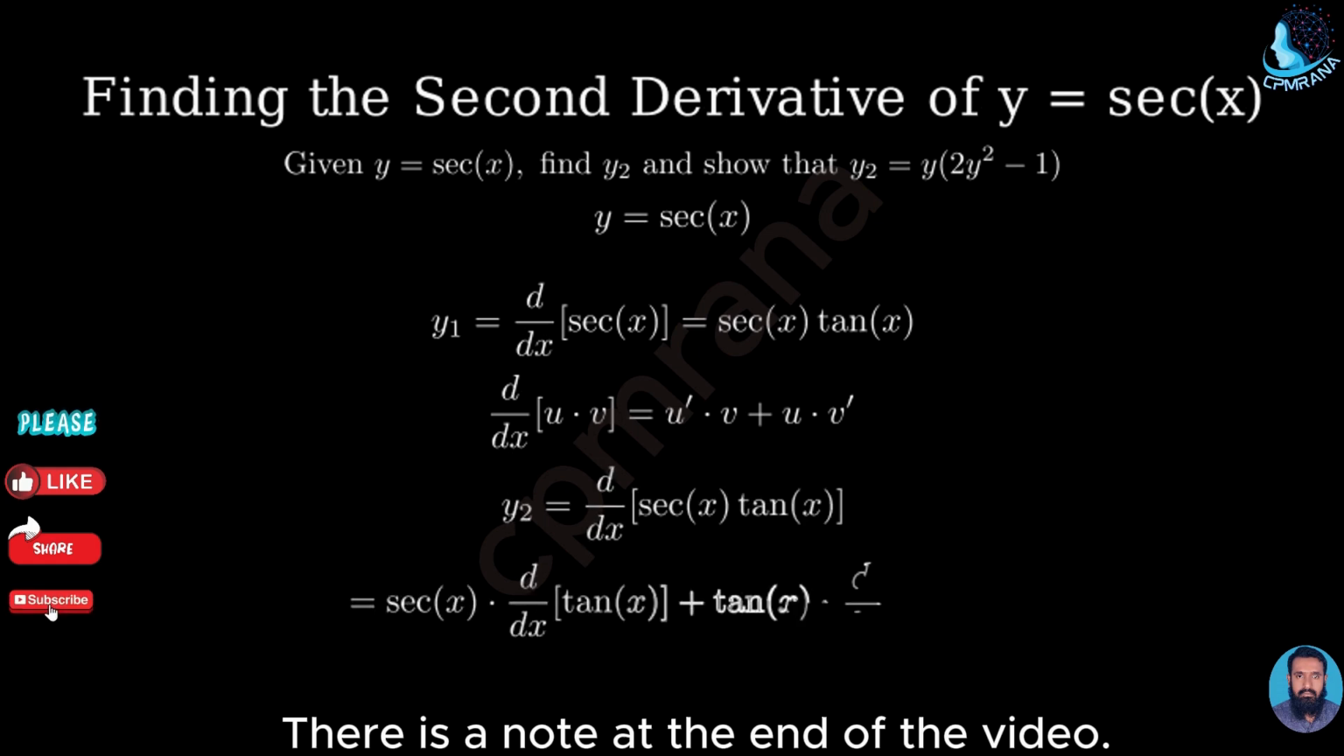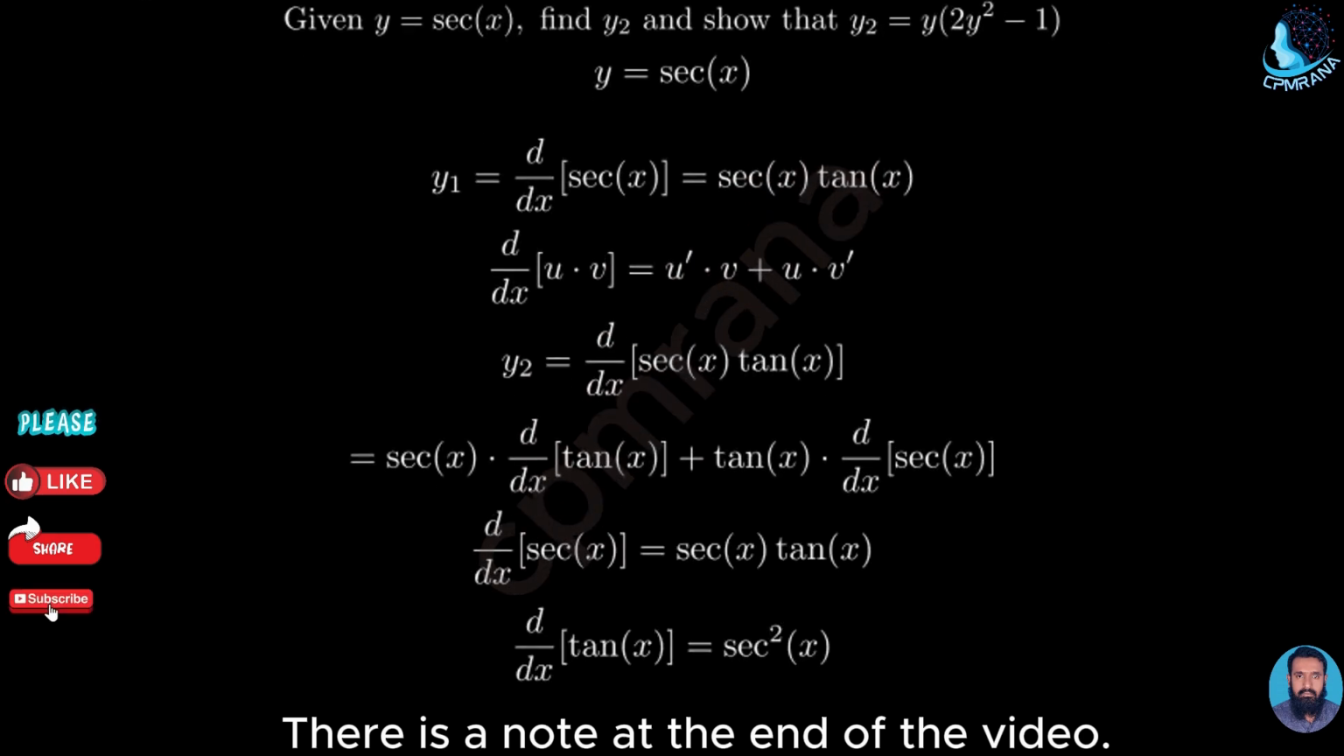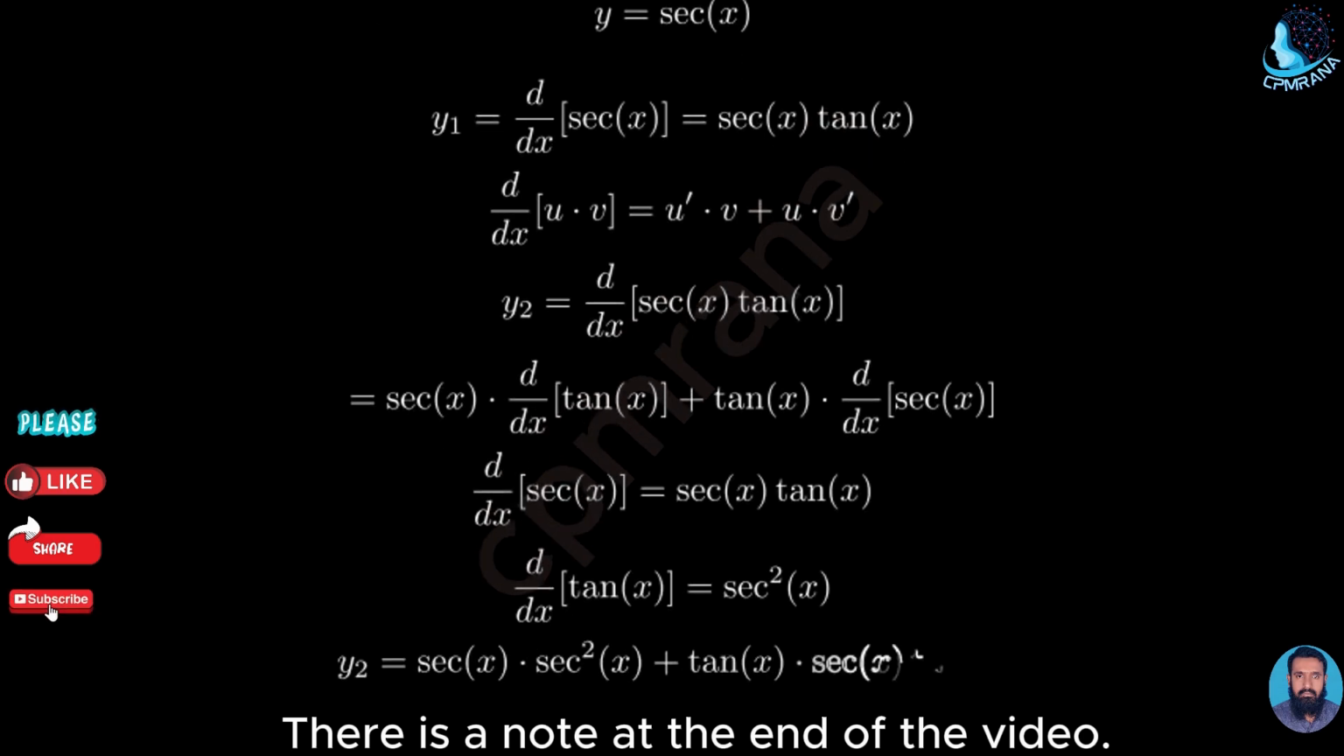Here, u is secant x and v is tangent x. We know that the derivative of secant x is secant x tangent x, and the derivative of tangent x is secant squared x. Now let's substitute these derivatives into our equation. We get secant x times secant squared x plus tangent x times secant x tangent x.